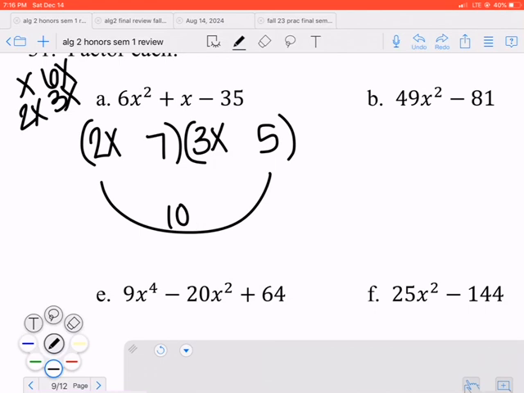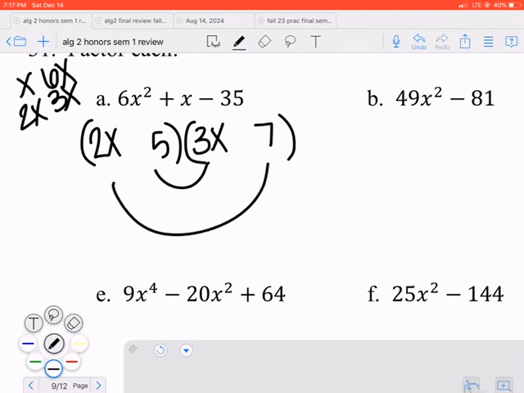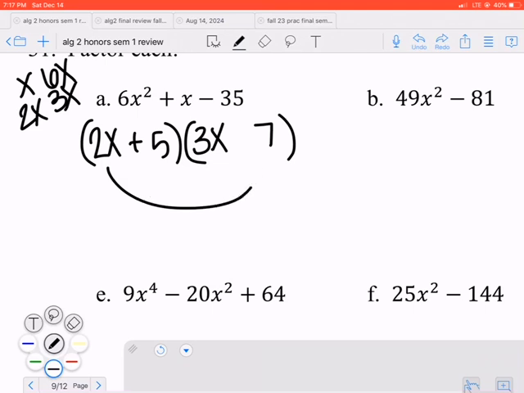So let's try flipping those around. Put the 5 here and the 7 here. 15x, 14x, we've got it. So the 15x would have to be positive, and the 14x negative. And 5 times negative 7, negative 35. So there we go. We factored it.